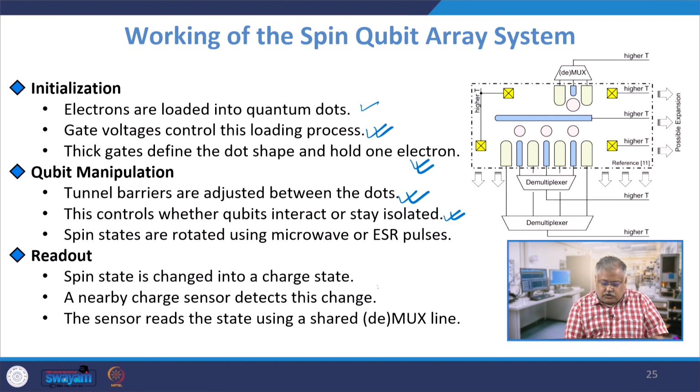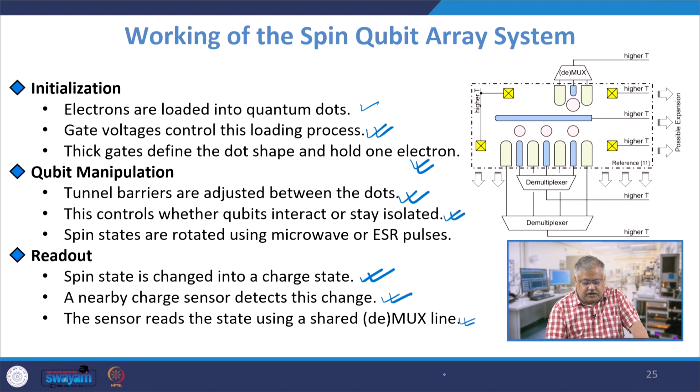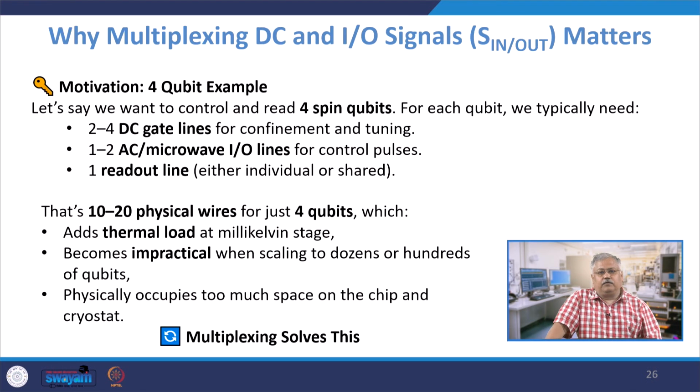How about readout? The spin state is changed to charge state. We have seen this point just now. There was an IV source meter also, and if there is a charge sensor, it detects the charge, and then the sensor reads out using a shared mux or demux line. So, I have a shared mux line available to me, the state of the charge is available through the muxing of the line, and from there I can extract the value of the output voltage.